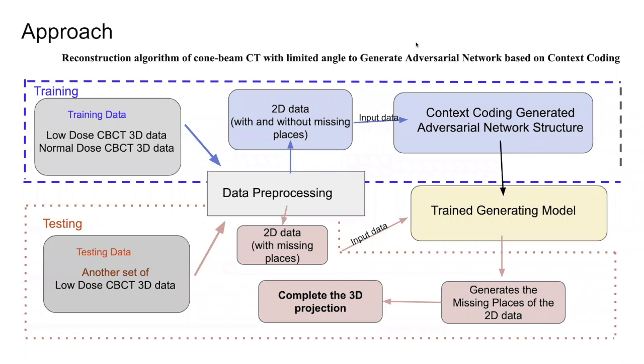For the approach, this flowchart shows the general procedure of this project. It mainly contains 3 big parts: data pre-processing, training our context encoding-based neural network, and testing. I'll go over the 3 parts one by one.